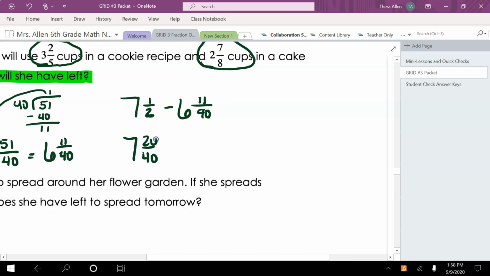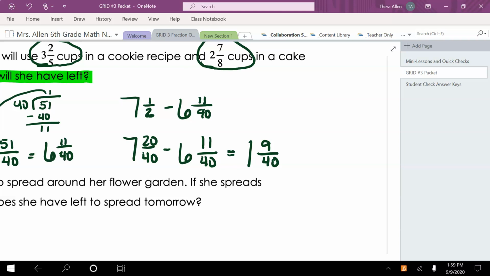1 times 20 equals 20. And luckily here, it is already 40. Now I have 7 and 20/40 minus 6 and 11/40. 7 minus 6 is 1. 20 minus 11 is 9. And my denominator stays the same. 1 and 9/40. 9 and 40 do not have a common factor.